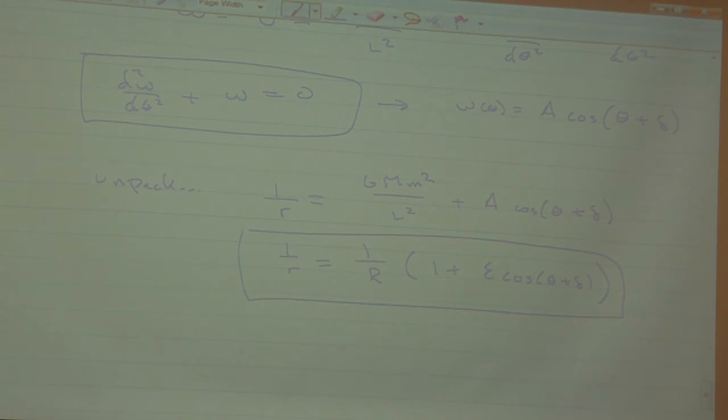So if epsilon is 1, it's a parabola. If epsilon is 0, it's a circle. If it's between 0 and 1, it's an ellipse. If it's greater than 1, it's a hyperbola. So we've proven Kepler's first law.